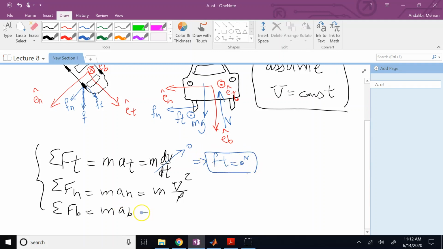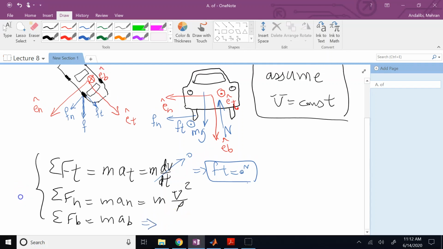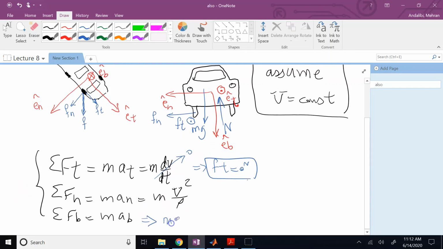In the b direction also, if you look, we have positive mg minus N. Note that here e_b is downward positive. So it's going to be mg minus N is equal to the upward or downward acceleration of the car, and here we don't assume that the car can lift off the road. Therefore, this term is equal to 0, and from here we can find N to be equal to mg.